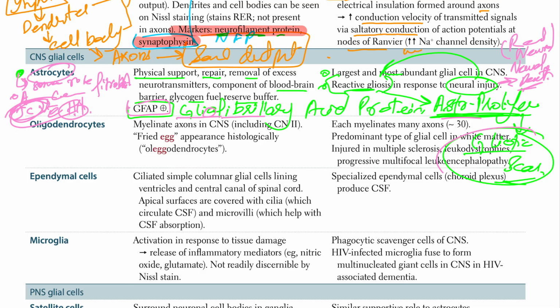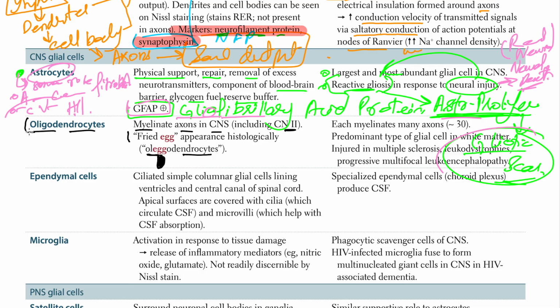Okay, and that is all for the astrocytes. Now let's look at the next one, which is called oligodendrocytes. Let's change color. Oligodendrocytes, they myelinate the axon in CNS, high yield, including cranial nerve 2. Okay, and you have a high yield fried egg appearance histologically. Oligodendrocytes. Oligo means fried egg appearance.